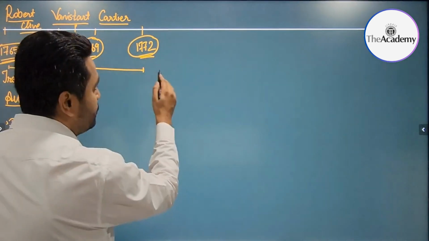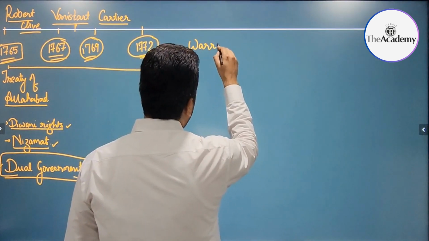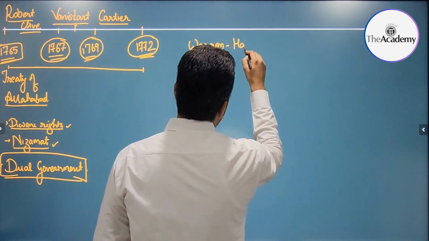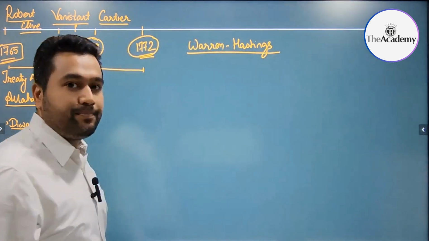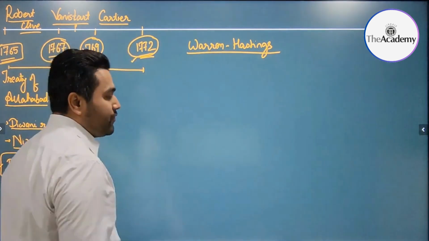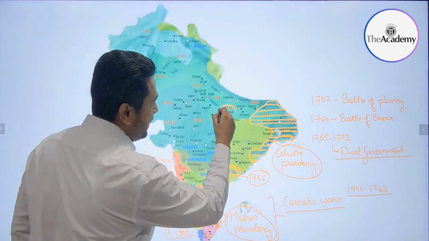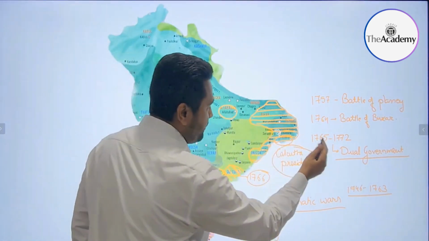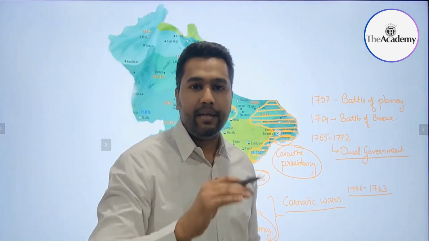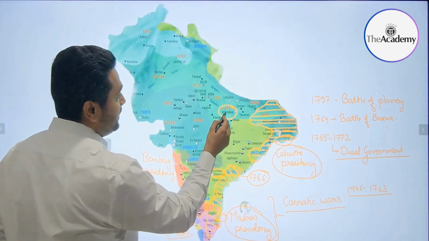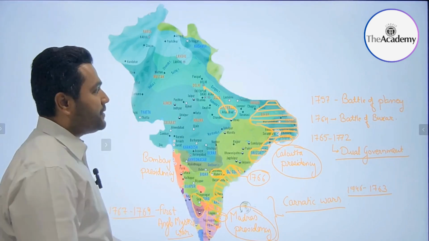The opportunity shall come, but over a period of time. In 1772, we will see Warren Hastings became the governor. We already know that Shah Alam II, who was given Allahabad and Kora as per the Treaty of Allahabad, came under the protection of Mahadaji Scindia. And Mahadaji Scindia brought Shah Alam back to Delhi and installed him as the emperor.